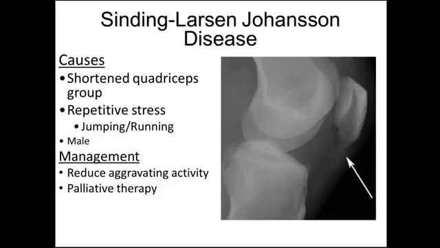Again, mostly seen in adolescent individuals, but of course it can be seen in the adult population as well, and most often seen in males. And so what do we do with these individuals? We have to remove them from sport, and then we do conservative treatment until the proximal portion of the patellar tendon has healed itself.